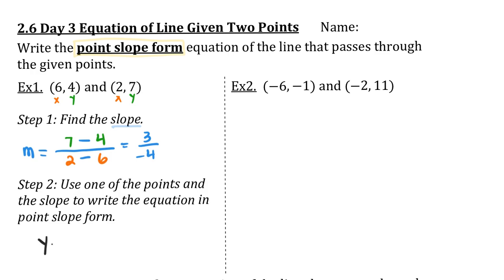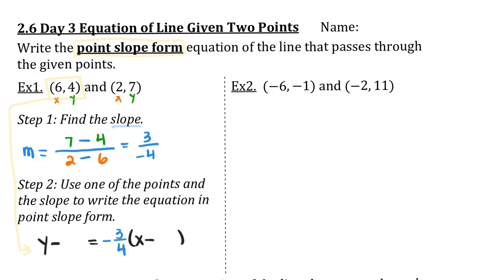Point slope form starts with y minus something equals. For the slope, I know it's -3/4 times x minus the x coordinate. So for point slope form, you need a point. It does not matter which point you pick. They're both, it's going to be correct both ways. So I'm going to use the first point for no particular reason.